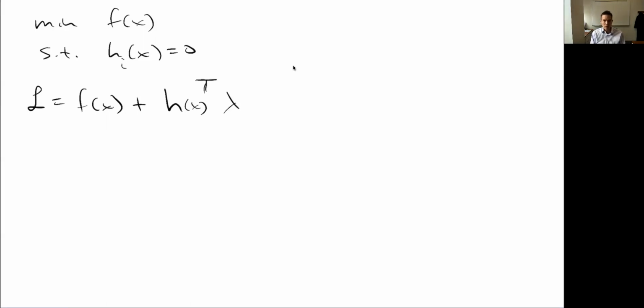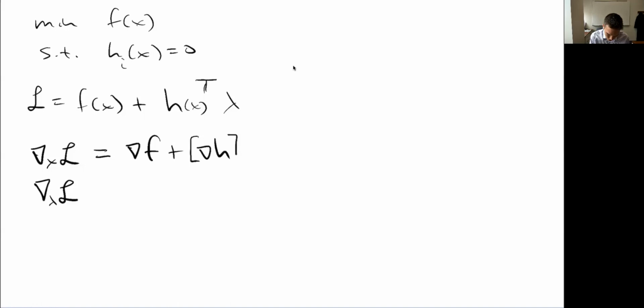Okay, and now I'm going to take partial derivatives and set them equal to 0. So the partial with respect to x and the partial with respect to lambda. The partial with respect to x just gives me the gradient of f plus the gradient of h. This is now a matrix transposed times lambda. I want that to equal 0. And then the partial of this equation with respect to lambda is just h, right? And so I get h equals 0. Okay, that's a vector equation. This is what we've already seen. Those are our KKT conditions for equality constraints.